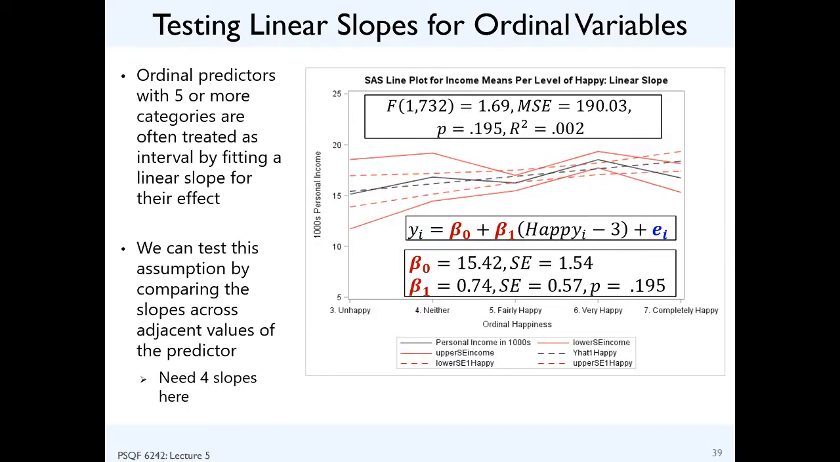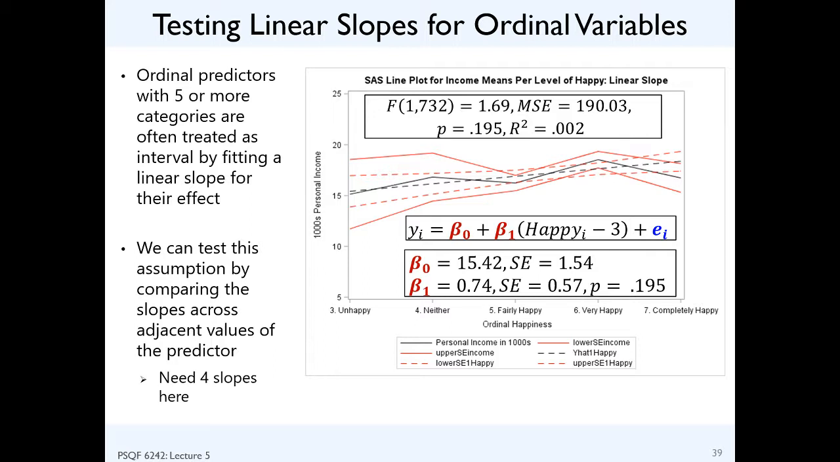So this is slide 39. There is a variable in the GSS data set that asks you on a 7-point scale how happy you are. Almost nobody said that they were less than unhappy. So life is good for these people according to their self-report data. So unhappy, neither, fairly happy, very happy, and completely happy.